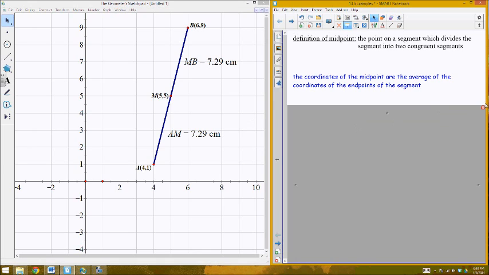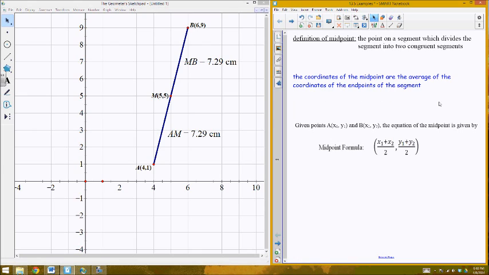What does that mean? Well, in terms of a formula, given two points, the midpoint is given by this midpoint formula. The X coordinate of the midpoint is the average of the X coordinates of the endpoints of the segment, and the Y coordinate of the midpoint is the average of the Y coordinates of the endpoints of the segment.